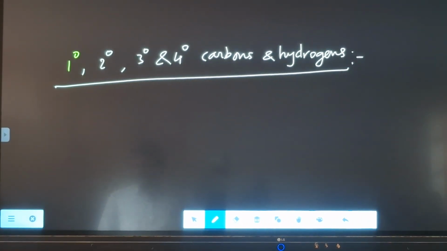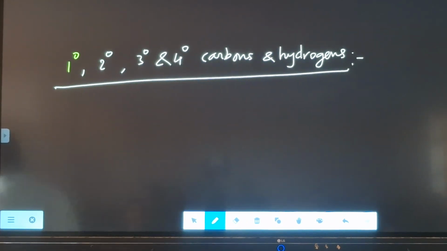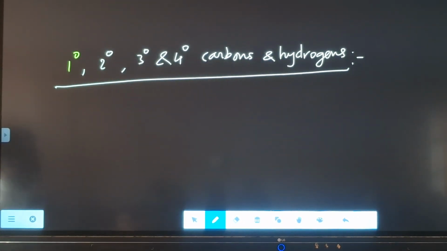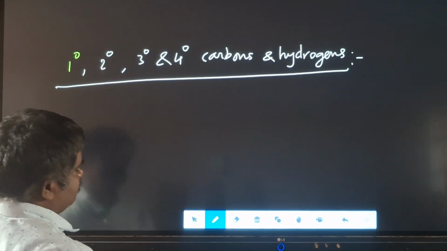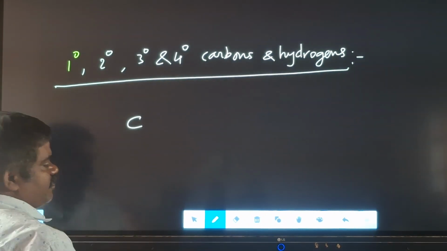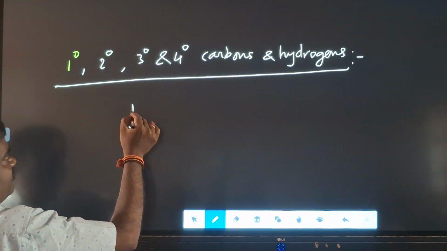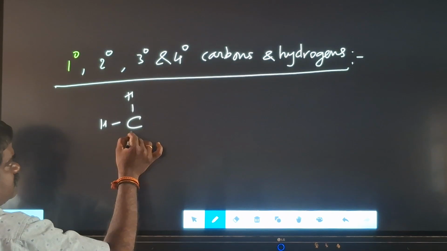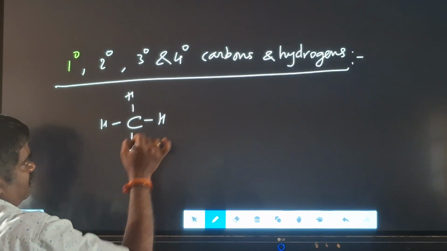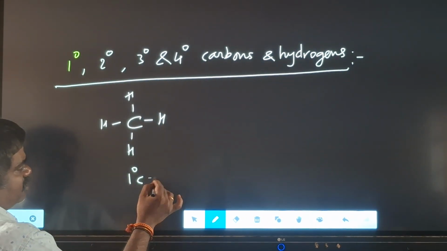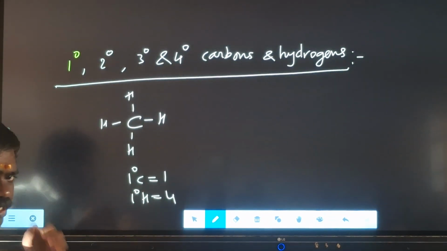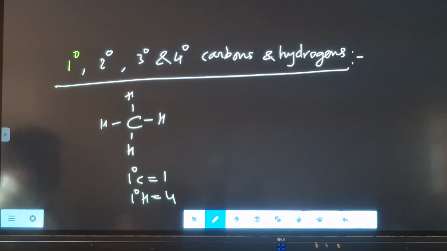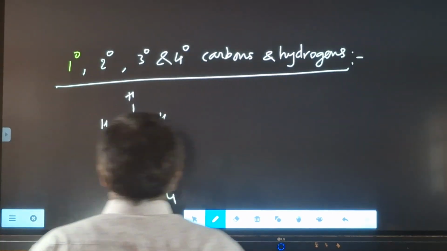About primary, secondary and tertiary carbon atoms, and quaternary carbon atoms and quaternary hydrogens. What is primary carbon? A single carbon is primary. The valency of carbon is 4. Hence here the primary carbons are 1 and primary hydrogens 4. The hydrogen atoms attached to primary carbon are known as primary hydrogens.